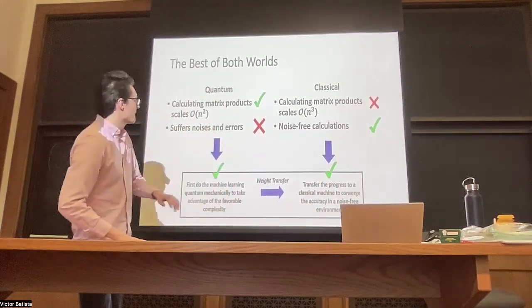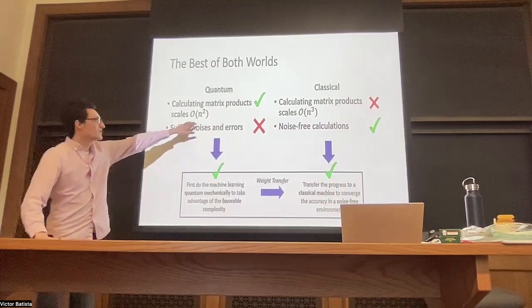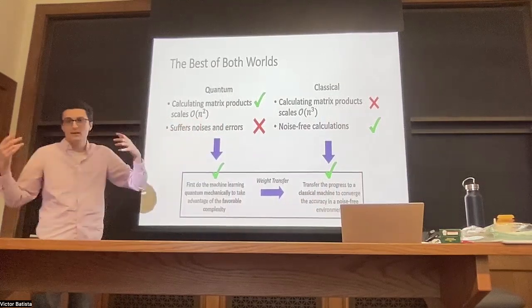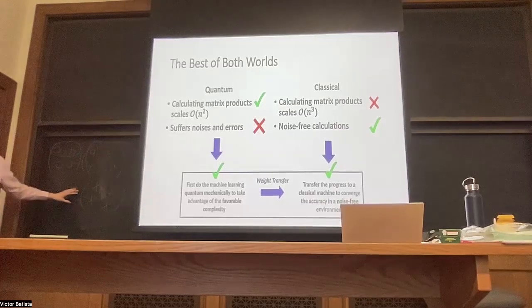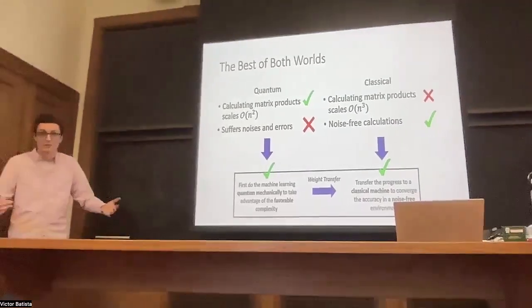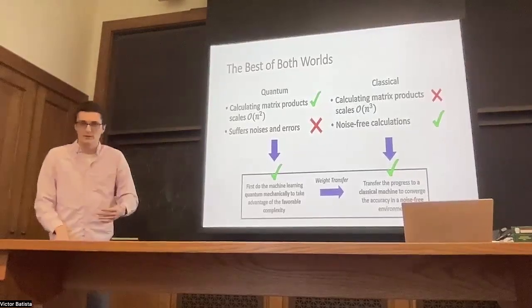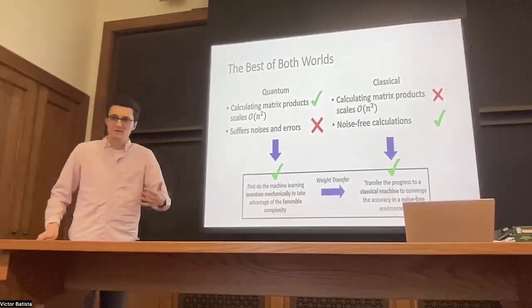But the cool thing is, with a quantum computer, we can achieve n squared, which is the lower bound, because the output of a matrix will have n squared entries. So it is impossible to go lower than n squared. That is the holy grail of calculating matrix products.